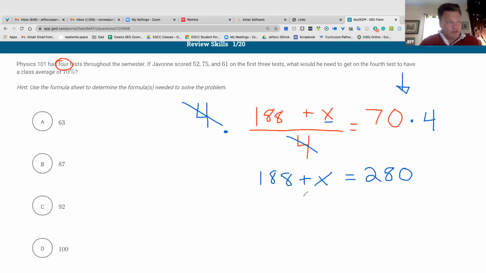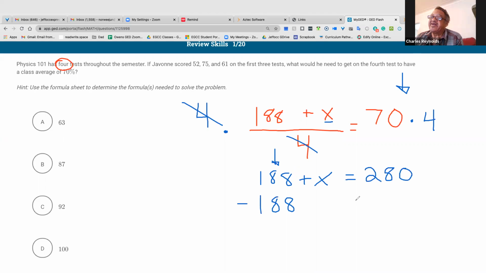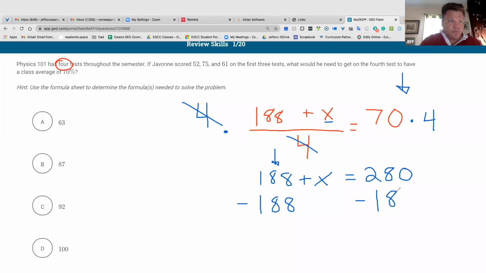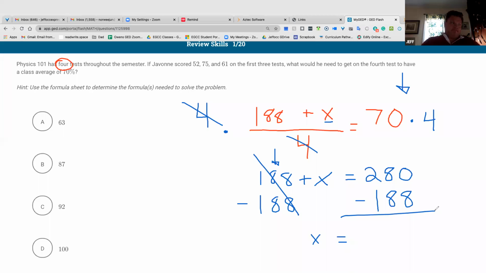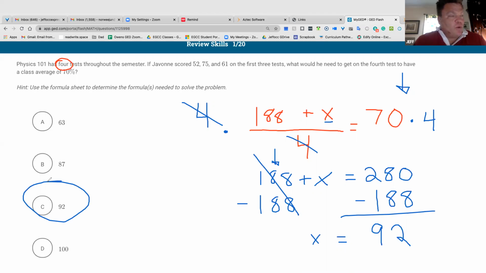Next thing we're going to do is get rid of this 188. That's a positive 188. So to get rid of it, we do a negative 188. So fair and equal, we do that on this side too. This side gets the artwork, x comes on down. This side gets the real live math. So that is one way to do it.